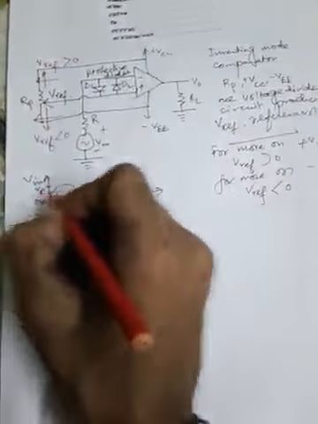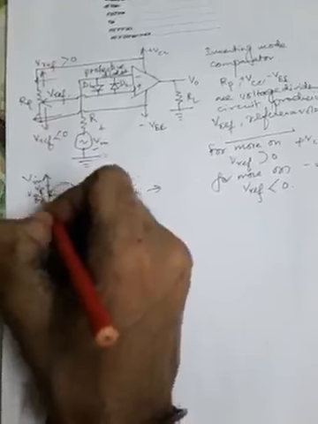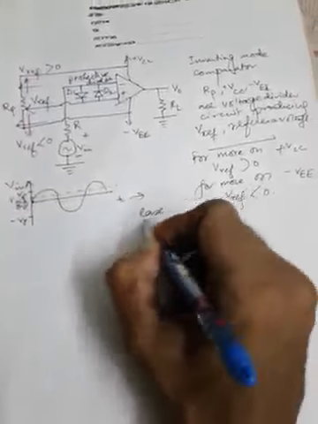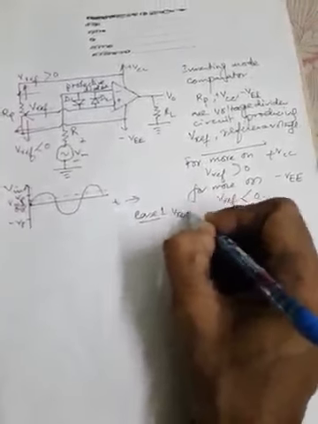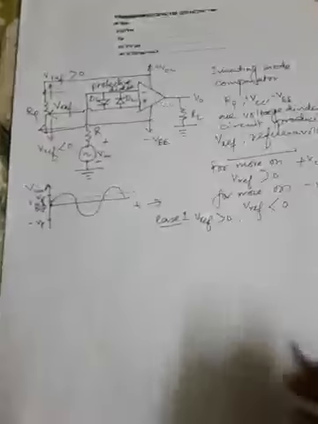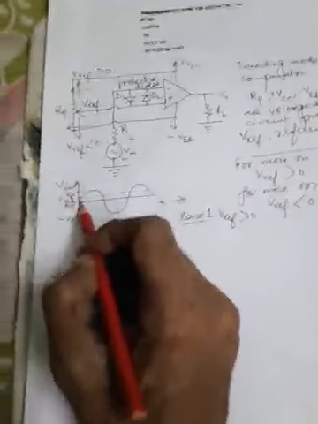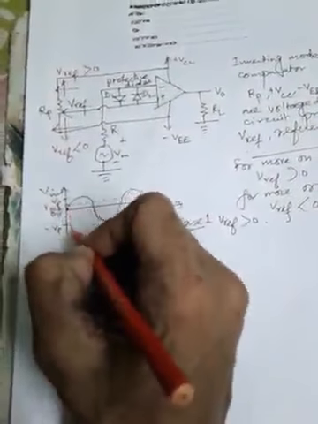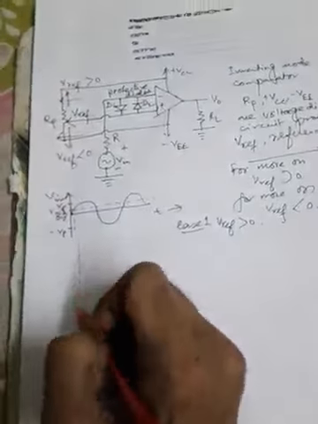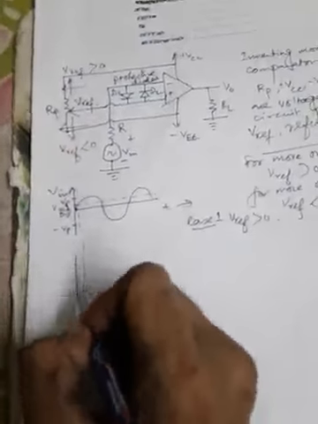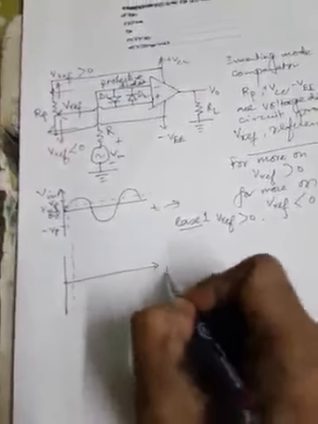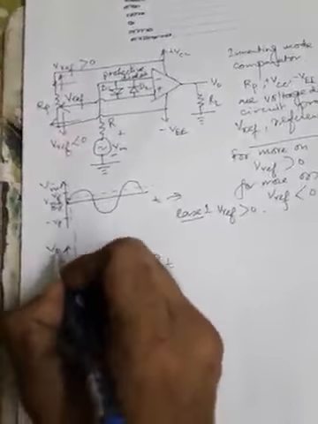So this is V reference, which is positive here. So for case 1, considering V reference greater than 0 or positive, here what we will see is that till the time V in is less than V reference, that is up to this, the output waveform should be something like this.